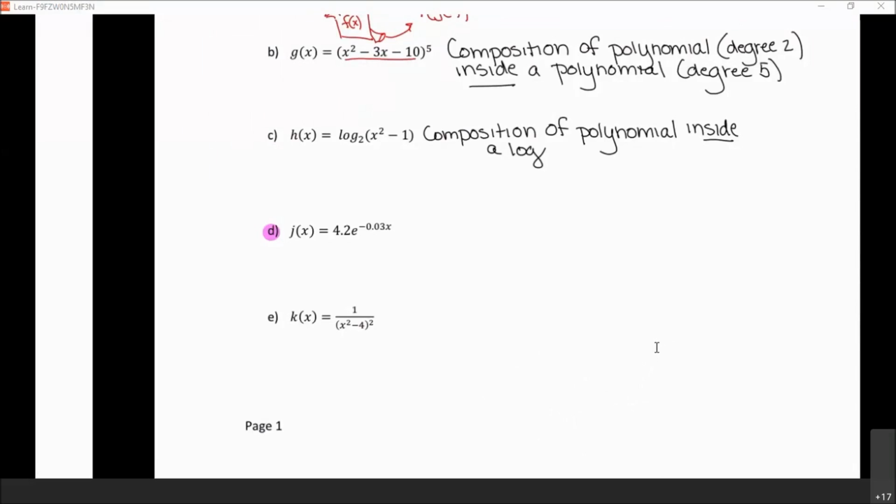All right, some products. Okay, let me ask the people who are saying it's a product. If it's a product, what are the two functions multiplied together? And then think about what family they belong to. What are the two functions multiplied together if it's a product? Feel free to unmute yourself and just talk. It's okay.